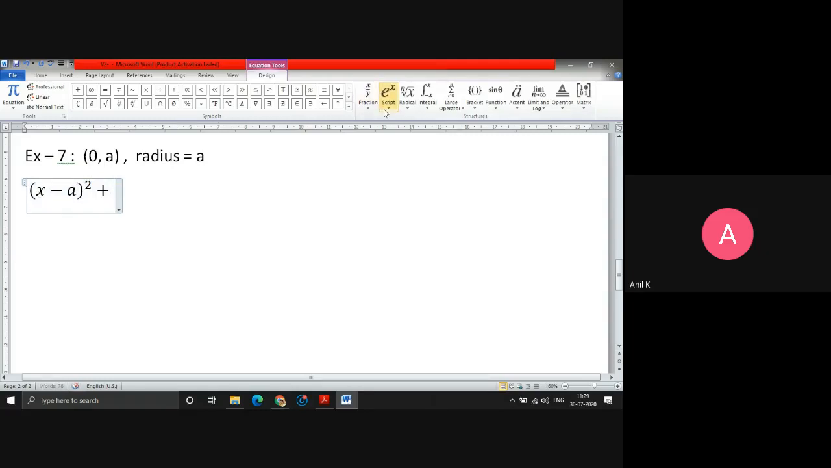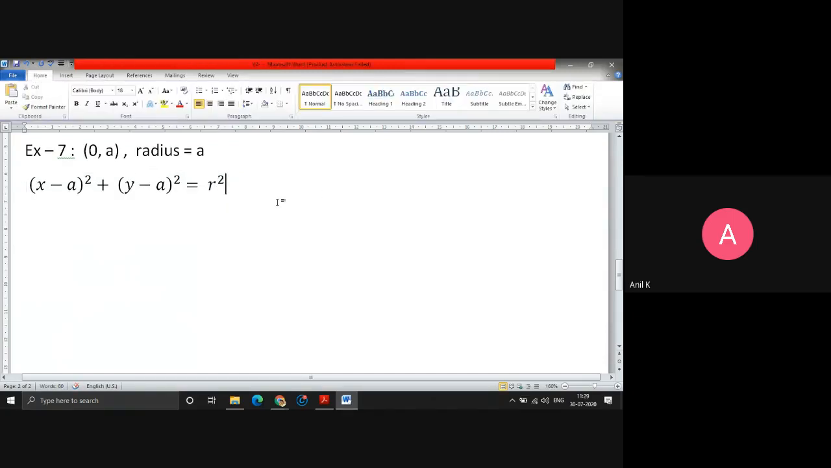Does anyone remember the general equation of a circle? No? Just revise that chapter once, so this chapter will become easier. Sorry, this is b. If the center of the circle is at a comma b and the radius is r, then the general equation of a circle is x minus a whole square plus y minus b whole square equals r square. Now the center is on the y-axis.